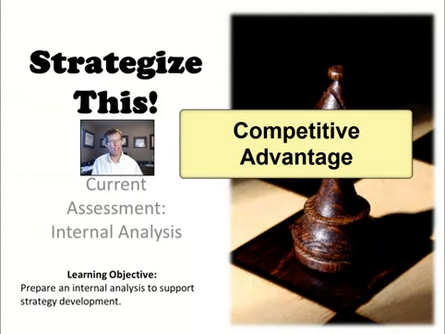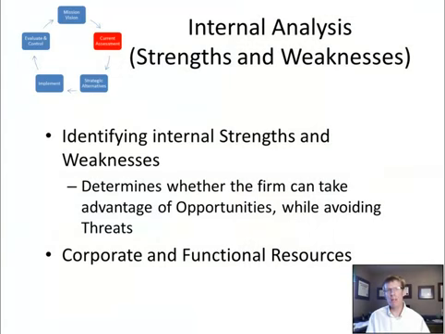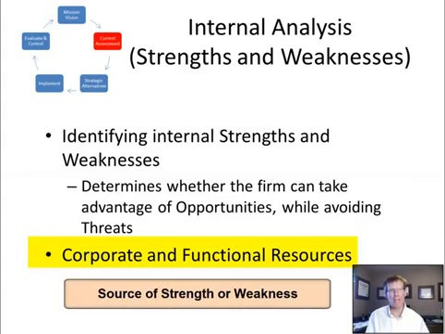Now, competitive advantage is like a special power possessed by the company that no one else has been able to duplicate. With that introduction, let's look into this further. The purpose of internal analysis is to identify the strengths and weaknesses which will help round out our SWOT analysis. Think of a corporate or functional resource as an asset, competency, process, skill, or knowledge controlled by the company. If the resource is a strength, it can provide the company with competitive advantage.